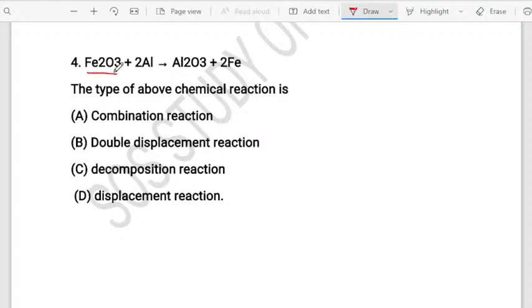Fe2O3, that means iron oxide, when it is combining with aluminium, gives aluminium oxide plus iron. If you look at this particular equation, how can you judge which type of reaction it is, whether it is combination, double displacement or decomposition? Let me see who will answer first. Pallavi BV has answered correctly.